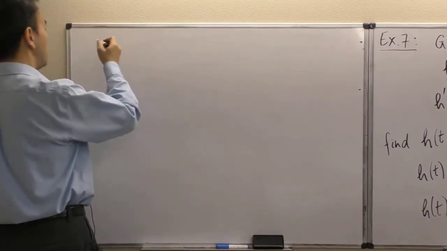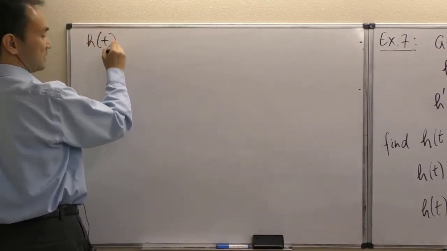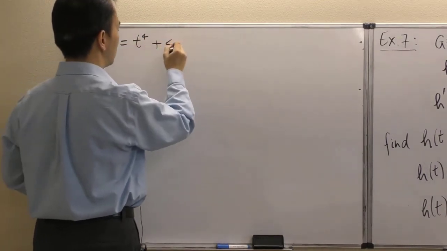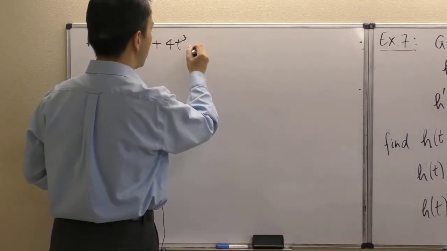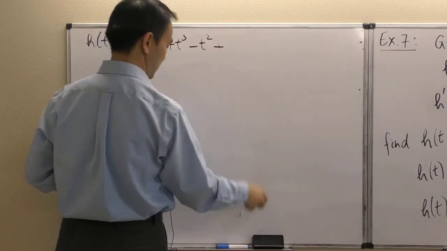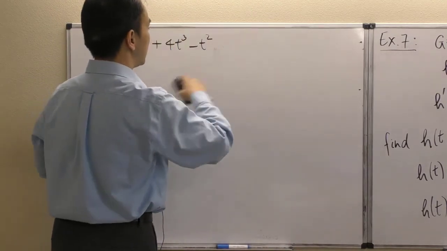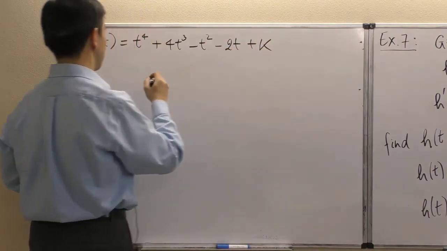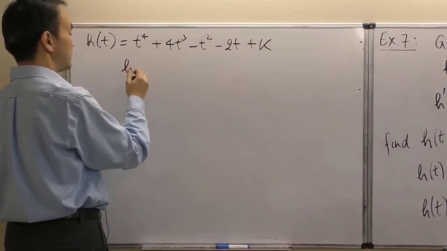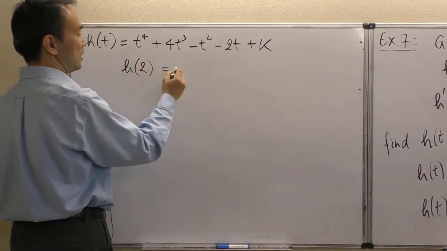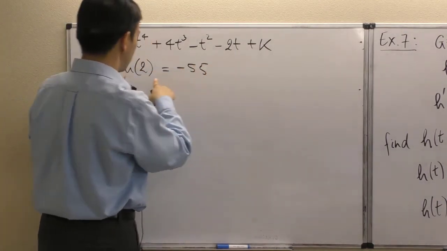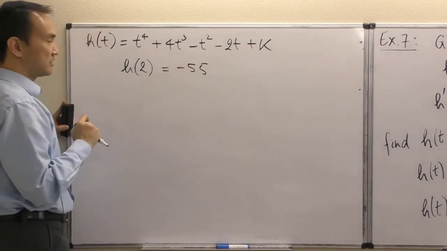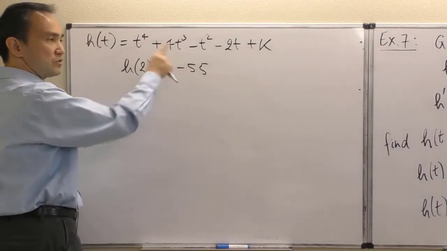And so now we know that our h of t generally is t to the fourth plus 4t cubed minus t squared, and actually another minus 2t, plus k. But in addition, it was given that h of 2 equals negative 55. So that h of 2 now means anywhere I see the t variable in our current function h of t, I am going to substitute 2 in there.